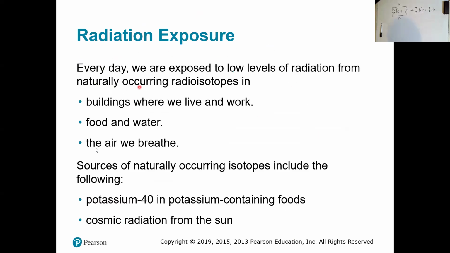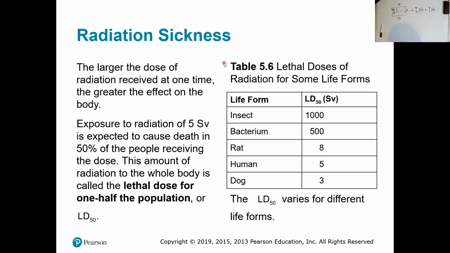Like we said, this is kind of like a repeat of that last slide. There's a lot of naturally occurring radiation almost everywhere that we exist. It's in our environment. It's in the buildings that we live and work in. It's in the food that we're eating. There are specific doses of radiation that will be lethal to different populations.